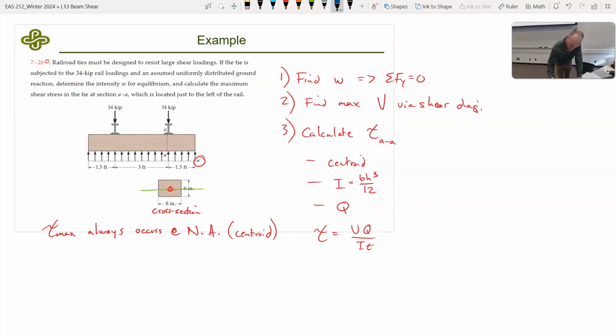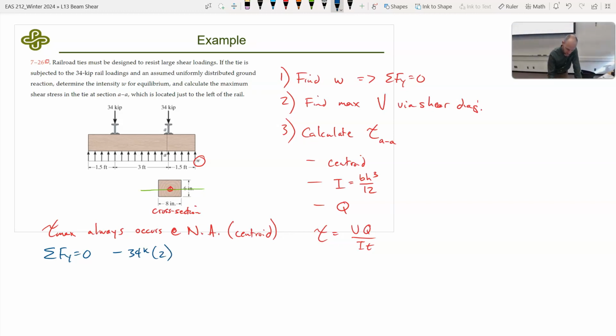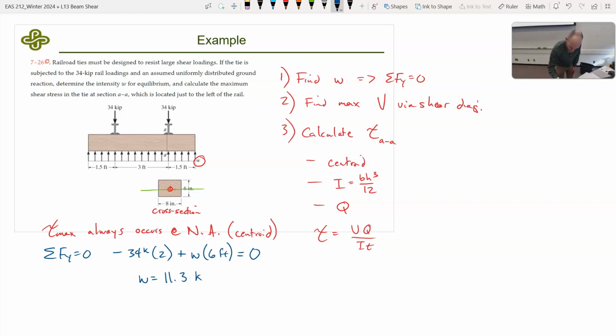So, we look at summation of forces in the y equal to zero. That's minus 34 kips times two loads at the rail, and that's resisted by w. W is in the positive direction, so plus w times its length. Length is 6 feet total. Those are all the forces, so it's got to be equal to zero. So W is equal to 11.3 kips per foot.